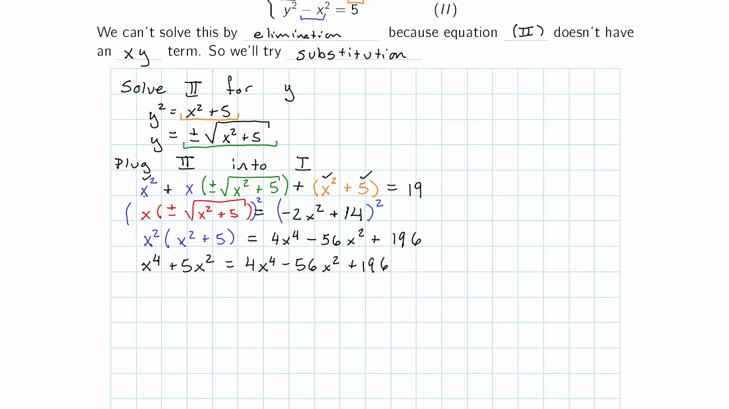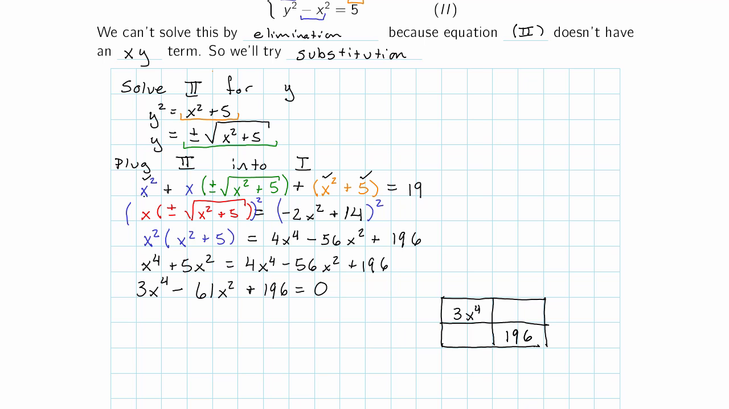Subtracting everything on the left from both sides because this is a polynomial now, I'll have 3x to the 4th minus 61x squared plus 196 equals 0. Oof. Okay. I certainly hope I'm going to be able to factor this. Let's try it. I'll have a 3x to the 4th and a positive 196.